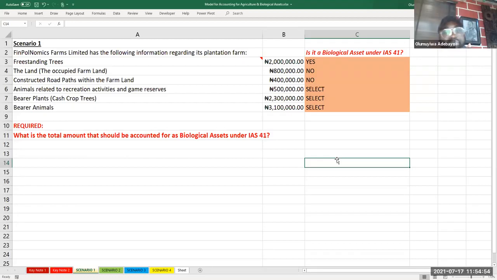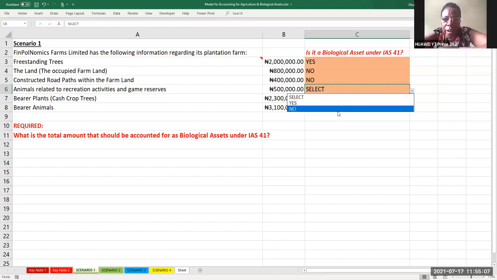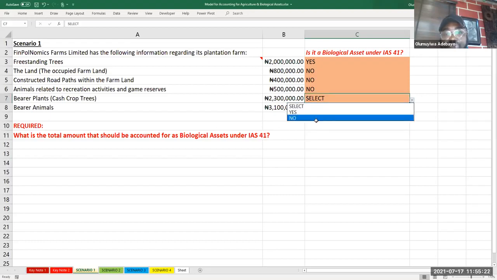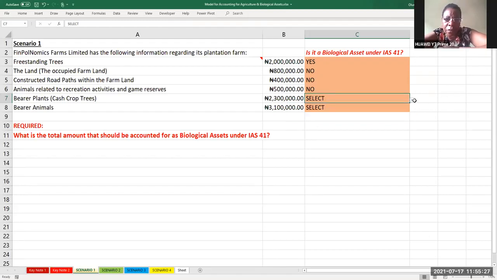Animals related to recreational activity and game reserves? No. Why no? Because it's used purposely for game. No, okay, under IAS 41, yeah. Plants are under IAS 16. Bearer plants, no. Why? Bearer plants, because they bear fruit throughout their lifetime and are accounted for under IAS 16.